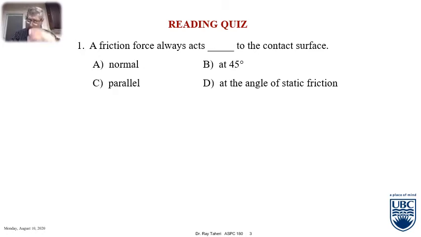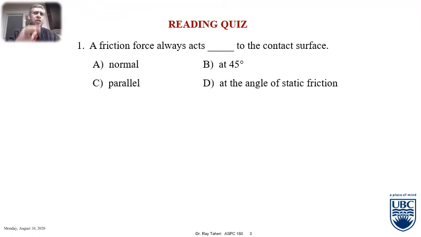Is it always normal to the surface? Is it perpendicular to the surface? Is it 45 degrees? What is it with respect to the surface? Well, to explain that, an object always moves along the surface. So friction is always opposite to the motion. Therefore, friction is always parallel to the surface.